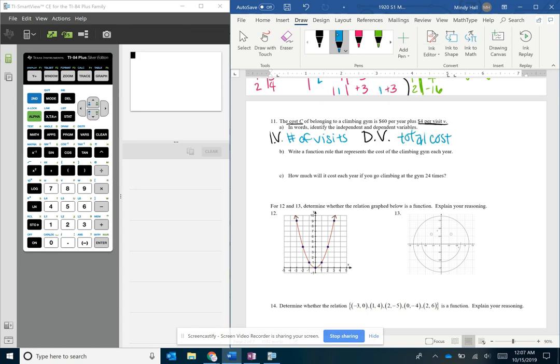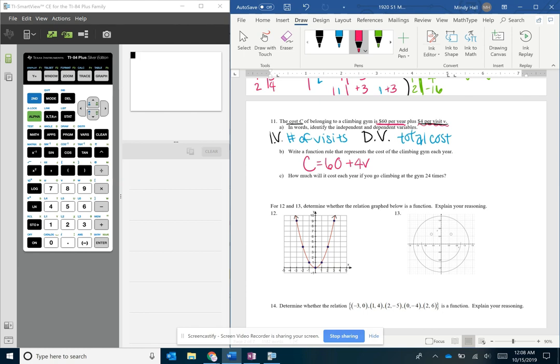So then, knowing that, I want to write a function rule that represents the cost of the climbing gym each year. So you want to use the same variables they have. Since it is your total cost, we know that the C is going to be by itself, and C is going to be your annual $60 per year plus that per visit fee. So since that $60 has to be paid regardless, you are going to pay $60. It doesn't matter if there's a V with it because ultimately you have to pay $60. But then every time you visit, that's going to be another $4. So because of that repeated addition, that tells you it is going to be multiplication and just be 4V instead.